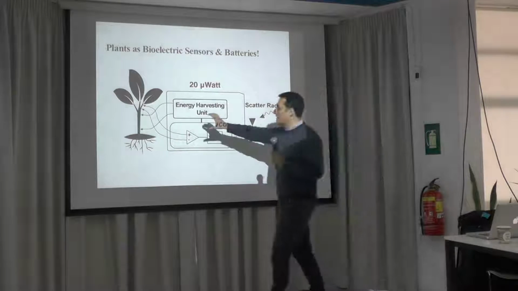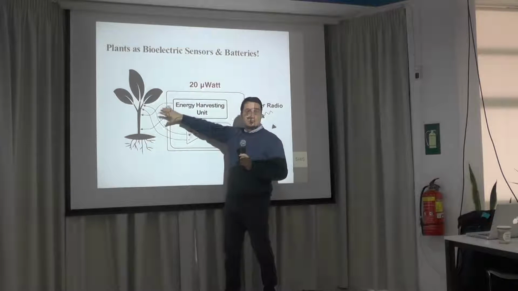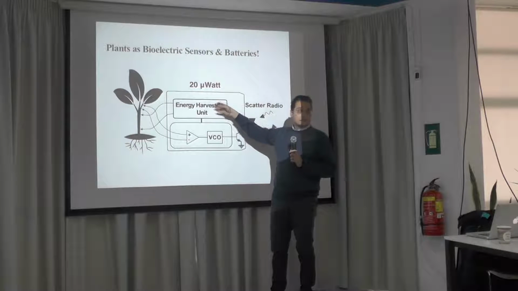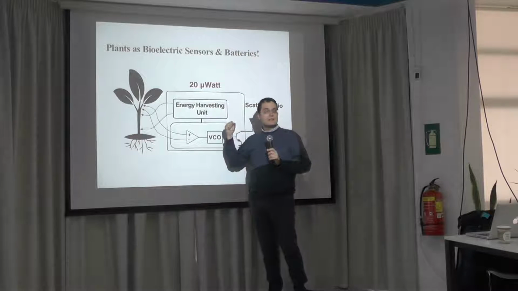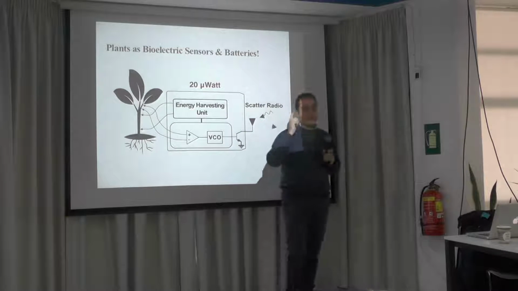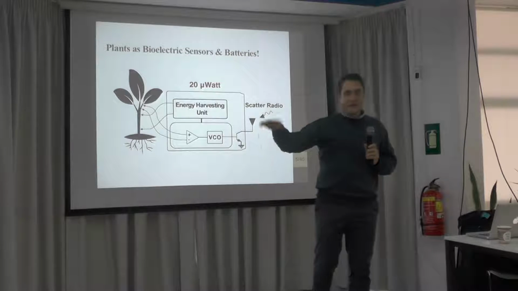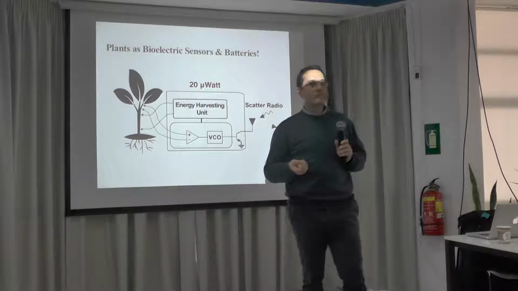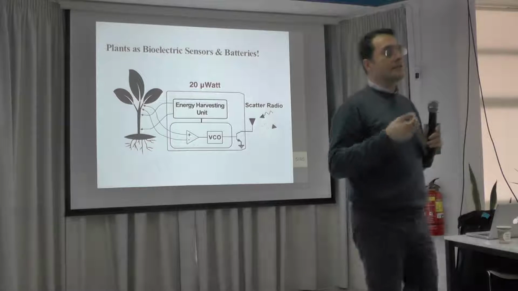So take this voltage difference, design carefully a harvesting system, and extract power from the plant. We managed to extract 1 microwatt from an avocado plant. Avocado, you know avocado, right? The scientific name of avocado is Persea americana.